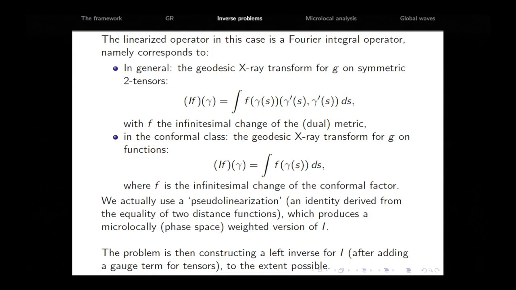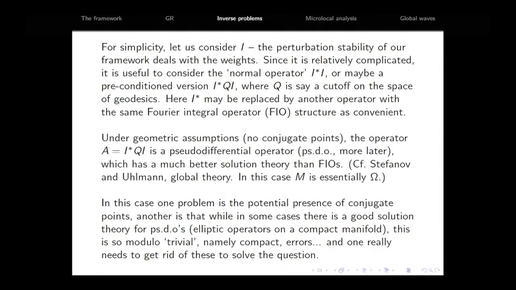And then there's a simplified version where you just look at the scalar transform. So here, f is just a scalar function, and you just integrate it on the geodesics and get again a function on the space of geodesics. Really you use a pseudo-linearization, a slightly different object, but they're going to behave the same way. So I'm going to ignore this. In this case, it's really an injectivity problem that we are trying to deal with, or maybe injectivity with extra information like stability, and so on.